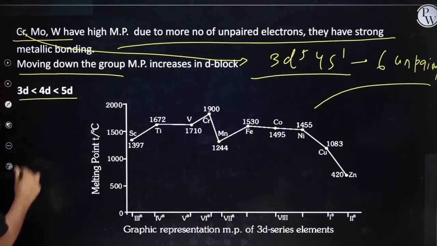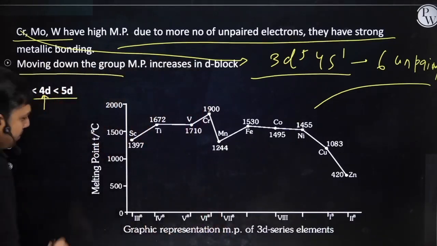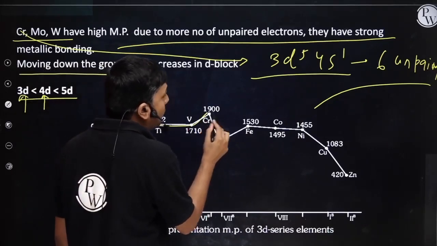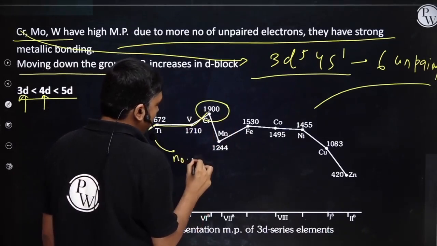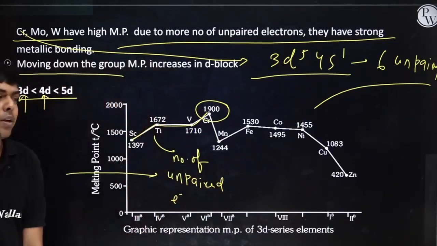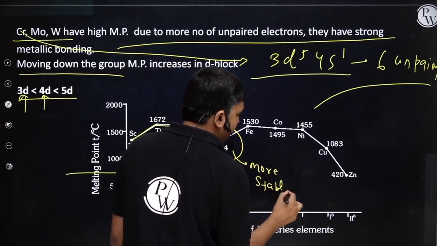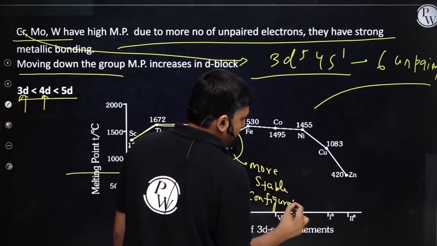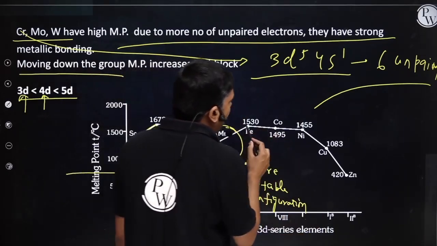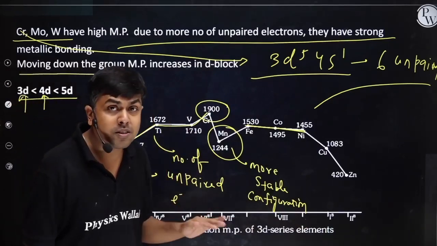5d elements have higher melting point as compared to 4d, and 4d has higher melting point as compared to 3d. Student, if I compare the melting point of 3d elements, it's increasing from scandium to titanium to vanadium to chromium, because the number of unpaired electrons increases from scandium to chromium. Then manganese has a more stable configuration. If the configuration is more stable, the strength of metallic bonding is less, so the melting point is less. Then from iron to nickel, it almost remains constant, although it's somewhat decreasing because the number of paired electrons is now increasing. So metallic bond strength will be somewhat less.